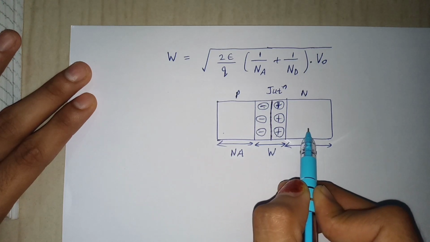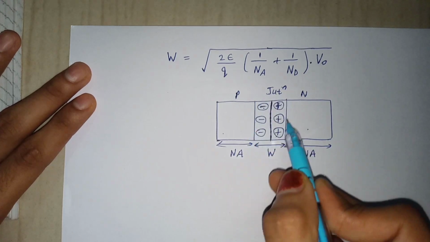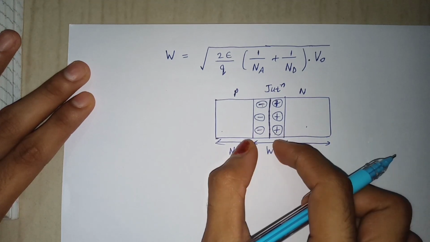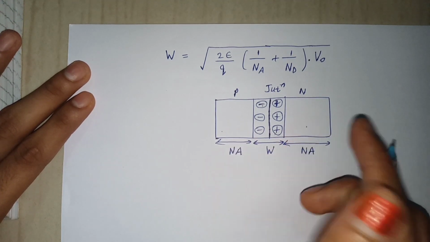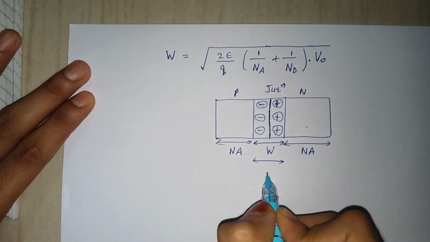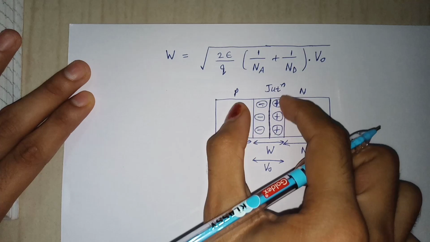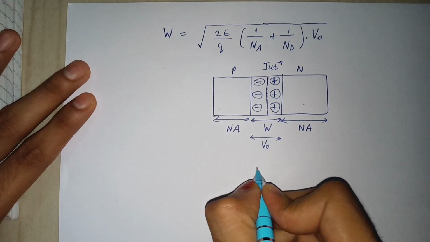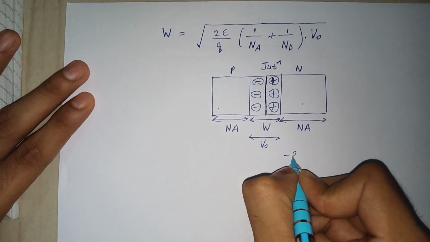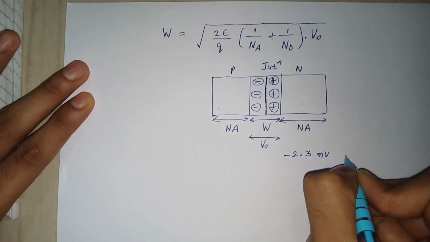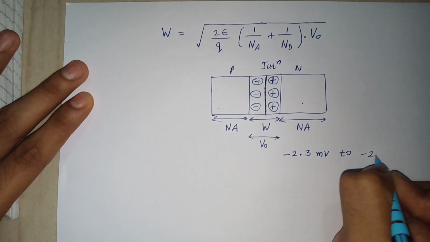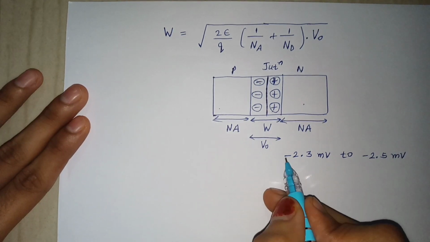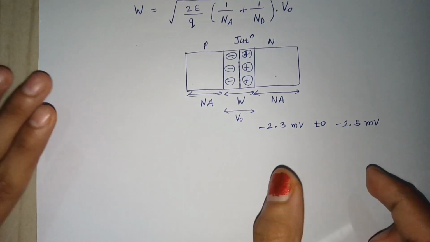Hence the concentration of ions present here in the junction decreases, therefore the electric field inside the junction also decreases. It decreases the contact potential, that is V0, present in this junction. The contact potential decreases in the range of minus 2.3 mV to minus 2.5 mV, where the negative sign indicates the decrement in contact potential.